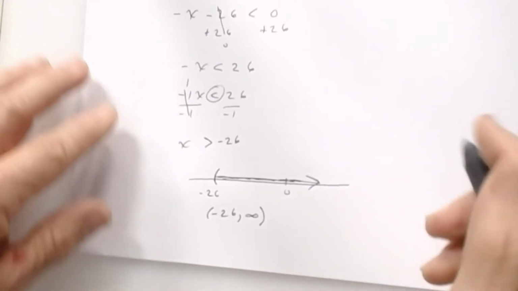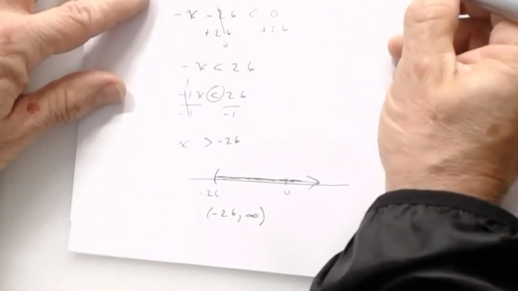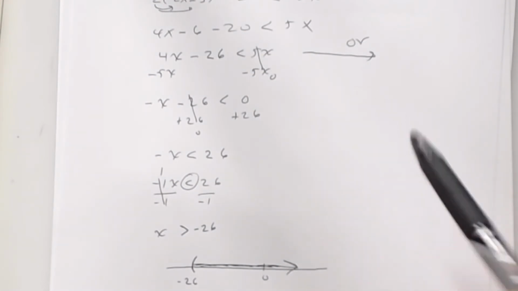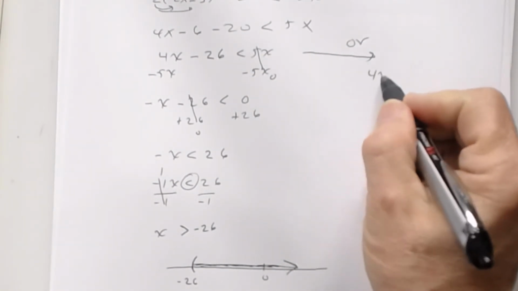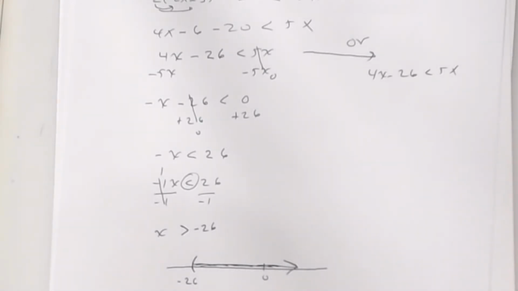Now, if I had instead, I'm going to rewrite this over here, let's say we had this. Let's say someone said, well, I'm going to bring the variables to the right-hand side. Okay, that's fine. You can do that. Does not matter. What would I need to do? Subtract 4x from both sides.